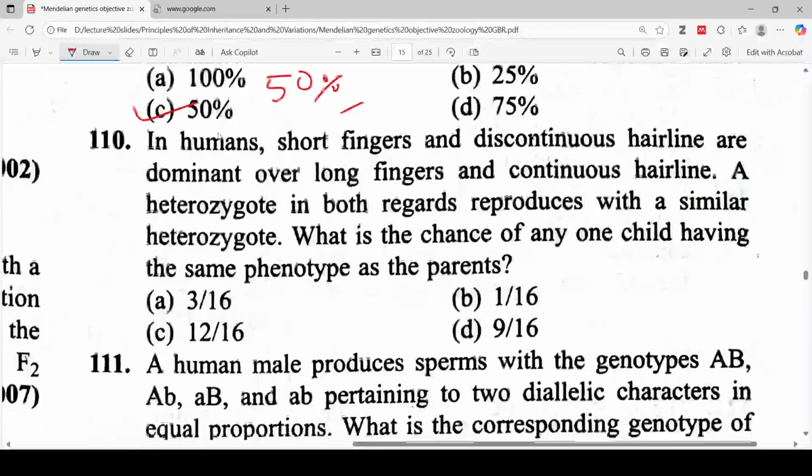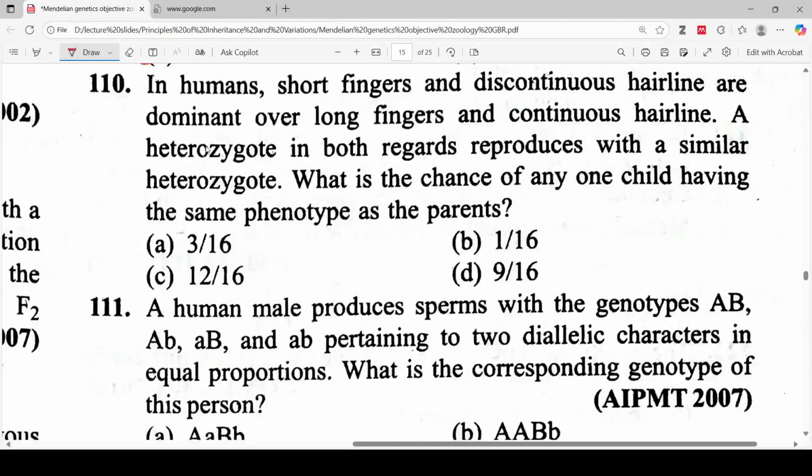In the next question. In humans, short finger and discontinuous hairline are dominant over long fingers and continuous hairline. A heterozygote in both regards reproduces with a similar heterozygote. What is the chance of any one child having the same phenotype as the parents? So the correct answer will be option D.